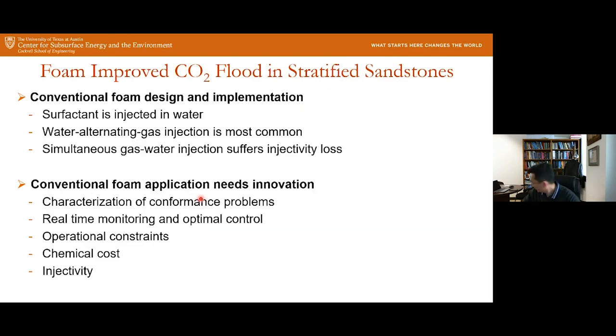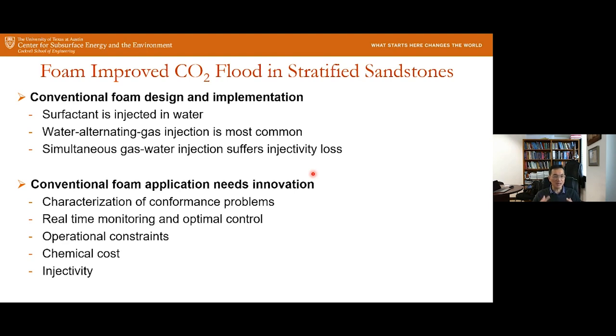Foam improved CO2 flood in a stratified sandstone. This is the pilot that was implemented by Dow Chemical and Anadarko. We can say that this is a conventional foam application, in the sense that when we talk about conventional foam design and implementation, we're talking about surfactant that is injected in water. So you inject surfactant in the water slug.